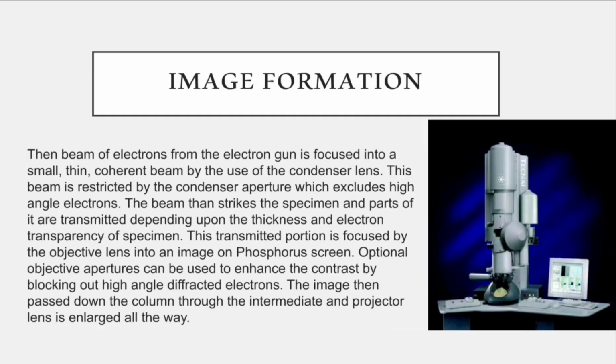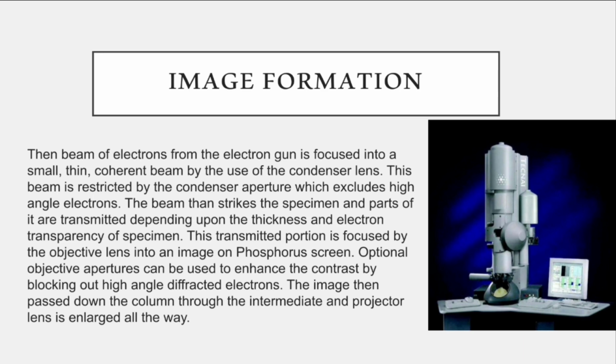Now the image formation in the HR-TEM technique. The beam of electrons from the electron gun is focused into a small thin coherent beam by the use of the condenser lens. This beam is restricted by the condenser aperture, which excludes high angle electrons. The beam then strikes the specimen and parts of it are transmitted depending upon the thickness and electron transparency of the specimen. This transmitted portion is focused by the objective lens into an image on the phosphorus screen.